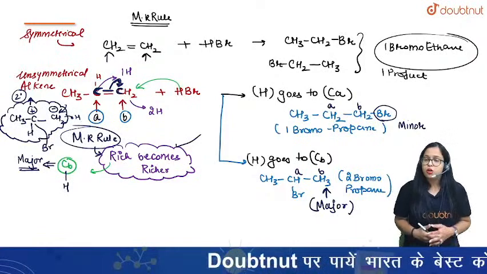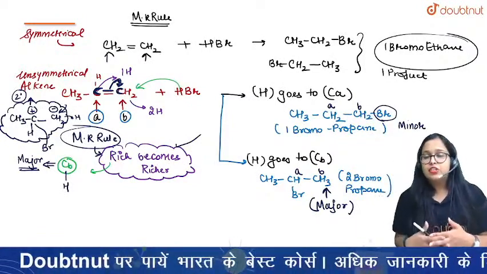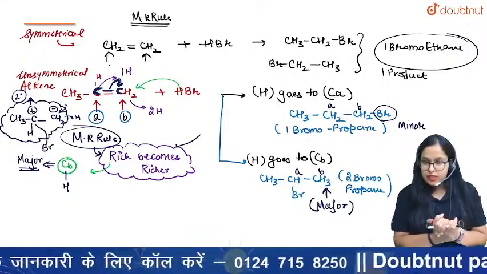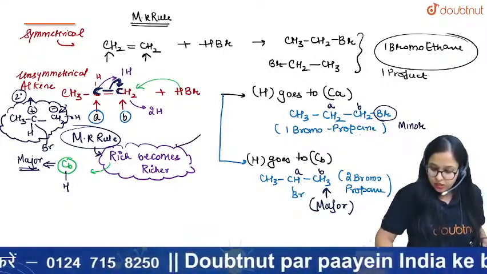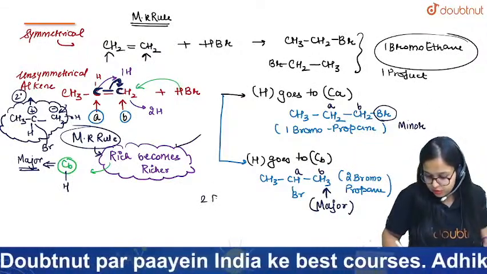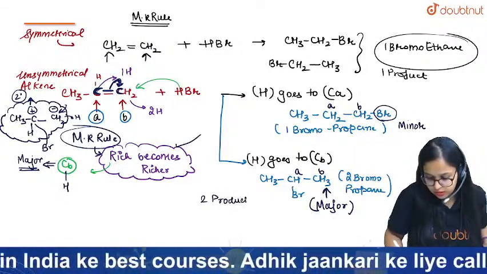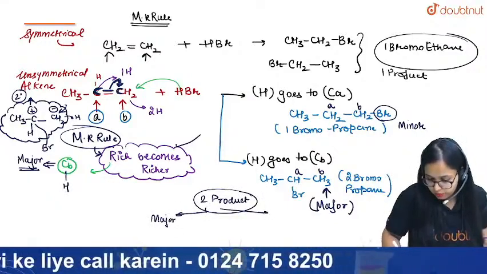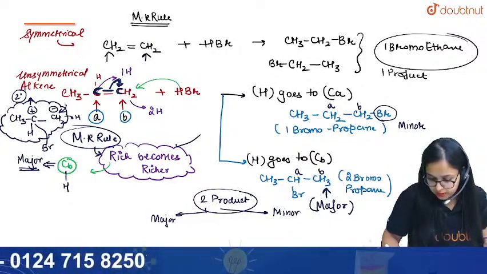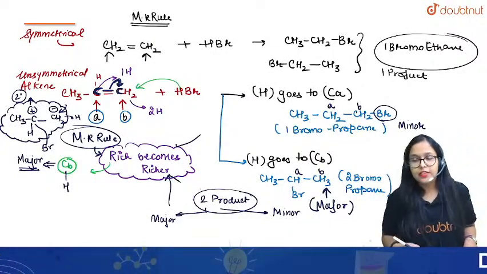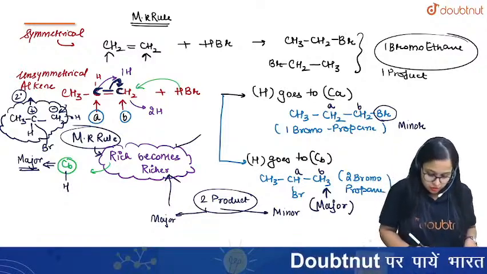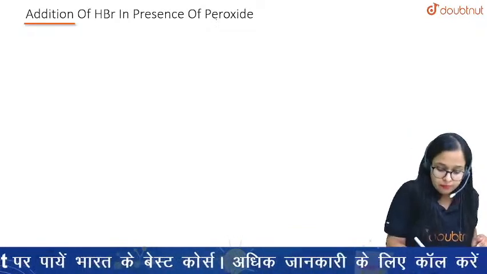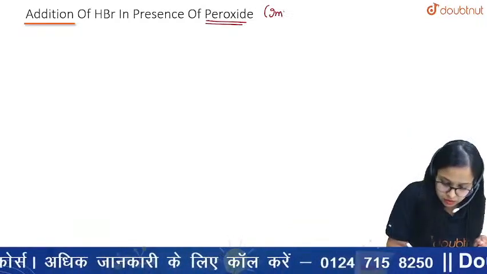So this was the normal Markovnikov rule, that is addition of normal HBr to symmetrical and unsymmetrical alkenes, right? In an unsymmetrical alkene we get two products. One is major, another one is minor. The major is decided according to the Markovnikov rule, that is, rich becomes richer. So this was a normal addition of HBr. Now we have to do addition of HBr in the presence of peroxide, and this is very, very important.